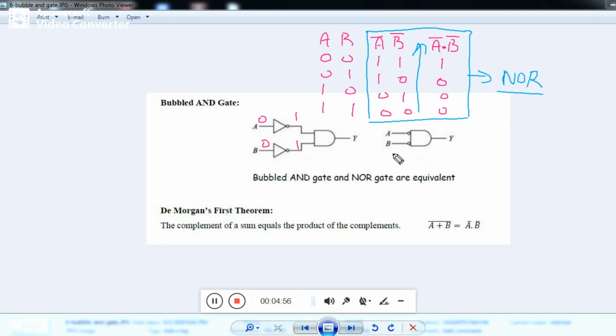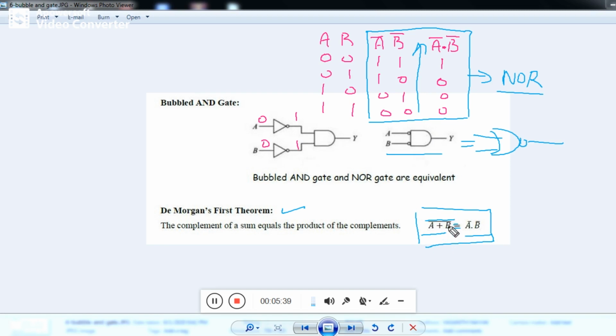That means our bubbled AND gate is equivalent to a NOR gate. The output of the bubbled AND gate is equivalent to the NOR gate. So this is called De Morgan's first theorem. What is De Morgan's first theorem? The complement of a sum equals the product of the complements. That is, the NOR gate is equal to the bubbled AND gate. A plus B is the sum, and the complement of that is equal to the product of the complements. So this is called De Morgan's first theorem.